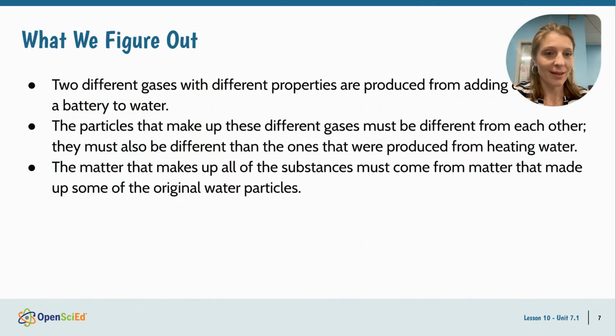What did we figure out in this lesson? We figure out that the two gases that are produced when energy was added from the battery are different gases based on their properties. That must mean that the particles that make up these gases are different from each other and also different from the ones that were produced from heating the water. We also figure out that the matter that makes up all of the substances must come from the matter that made up some of the original particles.